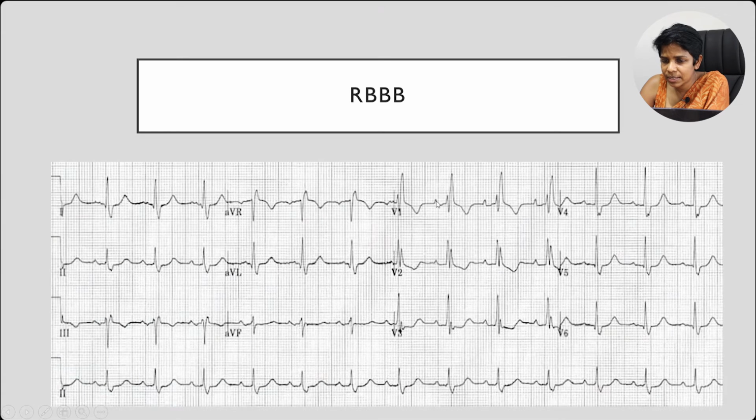And in the same way, like left bundle branch block pattern, you need to identify the right bundle branch block pattern also. In V1, if you see RSR pattern like this, then it shows right bundle branch block pattern.